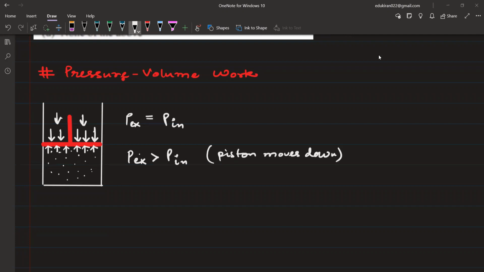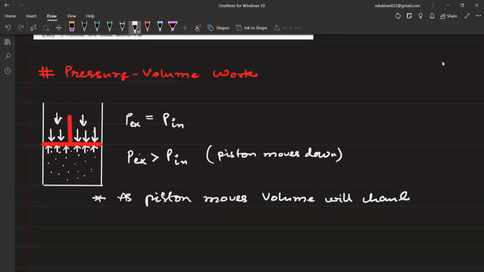Okay. When the piston will move down, then the volume will also change. Yes or no? Please tell me, guys. Correct? Yes, sir. As piston moves, volume will change. Let us suppose the new piston, it came here. So this is the distance it moved. Yes or no? This is the L length it moved, correct?